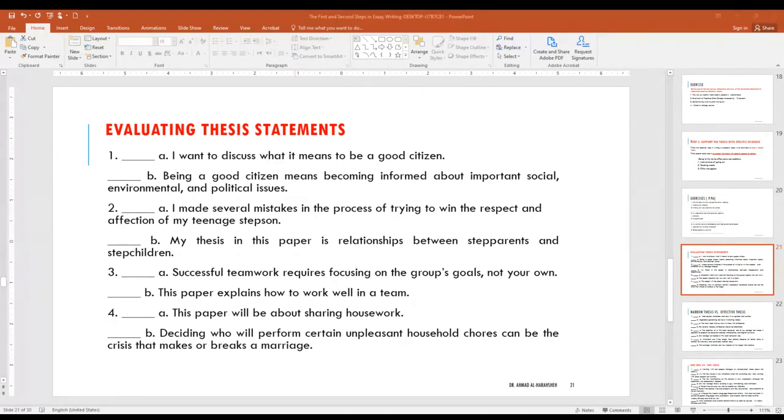Successful teamwork requires focusing on the group's goal, not your own. This paper explains how to work well in a team. A is effective. B is an announcement. Number 4. This paper will be about sharing housework. Ineffective, an announcement. Deciding who will perform certain unpleasant house chores can be the crisis that makes or breaks a marriage. So this is the effective thesis statement.